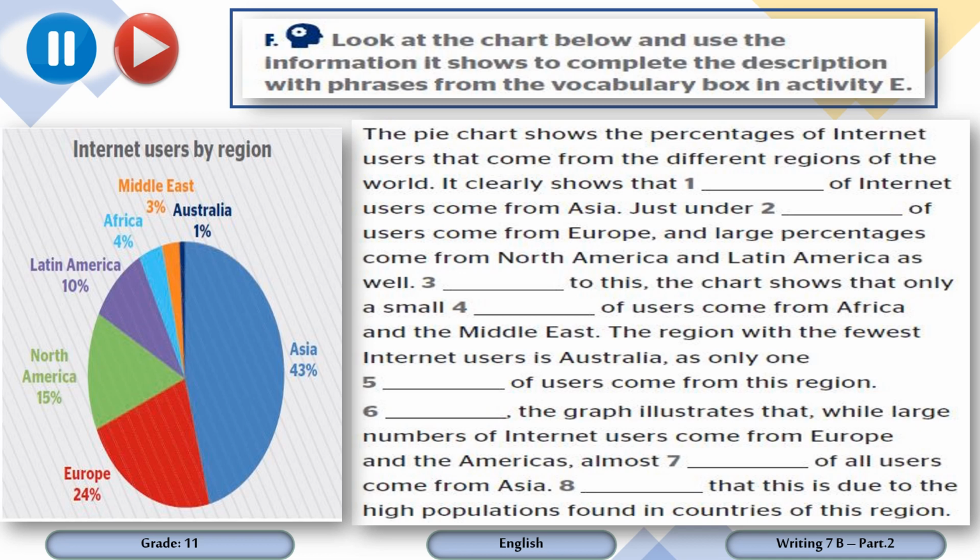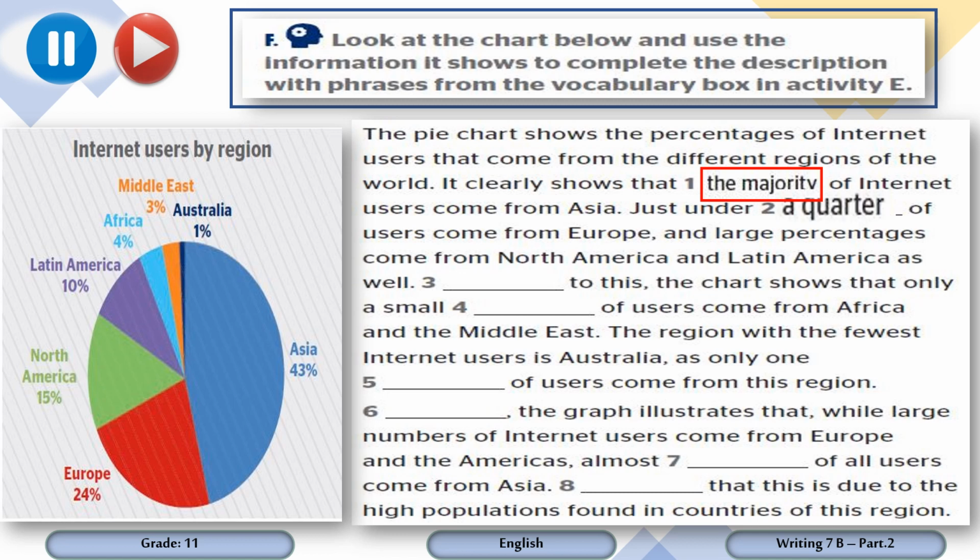Okay, now it's time to check the answers. The pie chart shows the percentages of internet users that come from the different regions of the world. It clearly shows that, number 1, excellent, the majority. We also can use a significant number. We can also use a large considerable number. So the majority of internet users come from Asia.